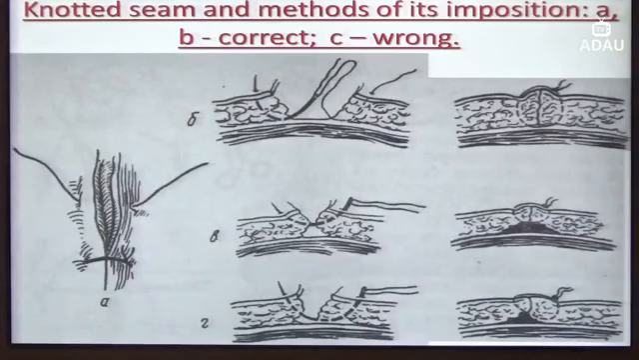And look at the seam and methods of imposition. In the first pictures, A and B, we can see it is correct. This is properly applied. The C is wrong. This is not true, because the deeper the needle goes into the tissues, first layer, second layer, third layer, then very quickly after 10 or 7 days, we can see we want to remove this stitch.